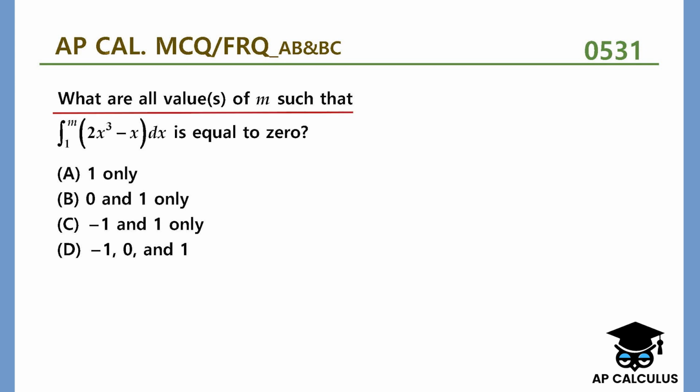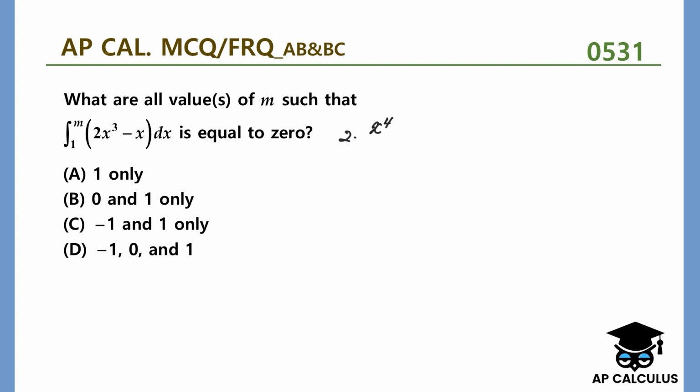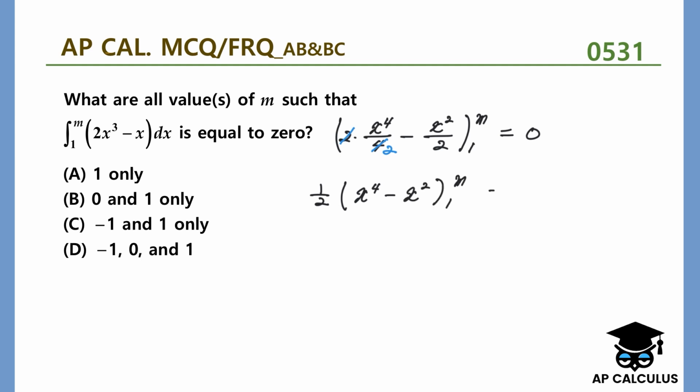Question 531. What are all values of m such that this definite integral is equal to 0? Okay, let's solve this definite integral and set that equal to 0. So the antiderivative of 2x cubed minus x is equal to 2 times x to the 4 over 4 minus x squared over 2. The lower limit is 1, the upper limit is m, and set that equal to 0. So here, 2 times 1 over 4, we can actually factor out 1/2. 1/2 times x to the 4 minus x squared from 1 to m is equal to 0.